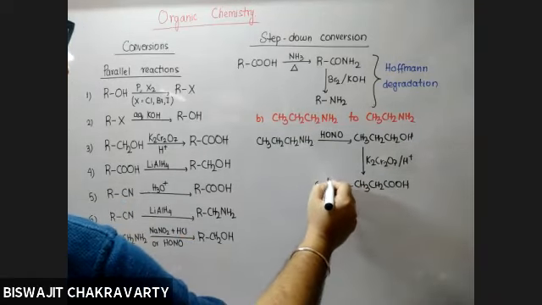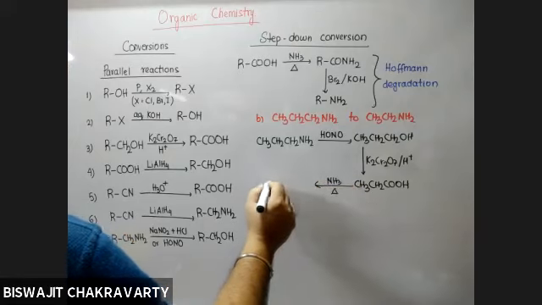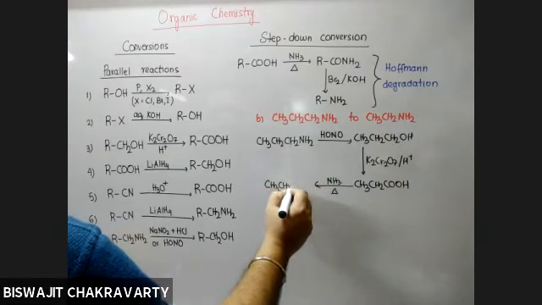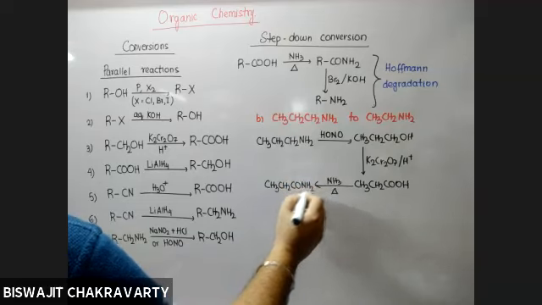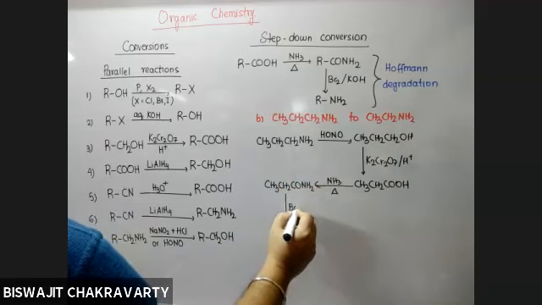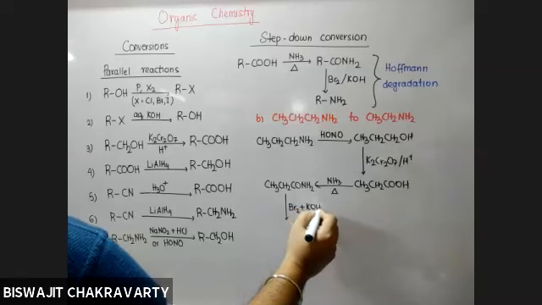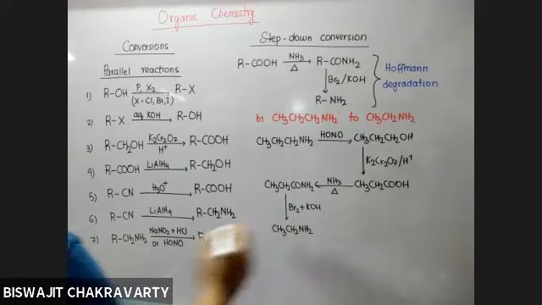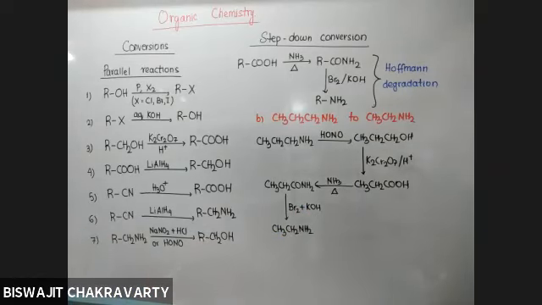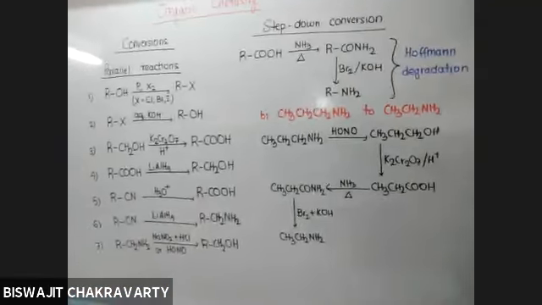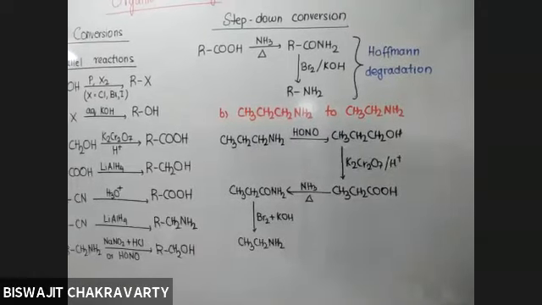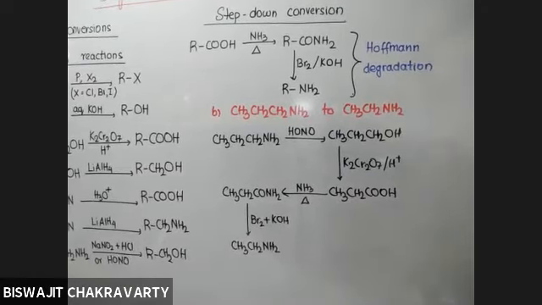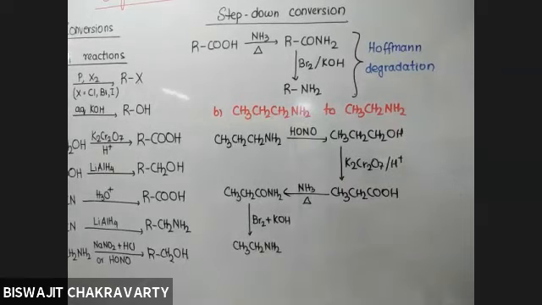Treat this with ammonia and heat. You get CH3CH2CONH2. Treat this with bromine plus KOH. Drop down 1 carbon, you get CH3CH2NH2. Clear? See whether the steps are understood or not. Look at it carefully, and anyone having doubts can come out with them.